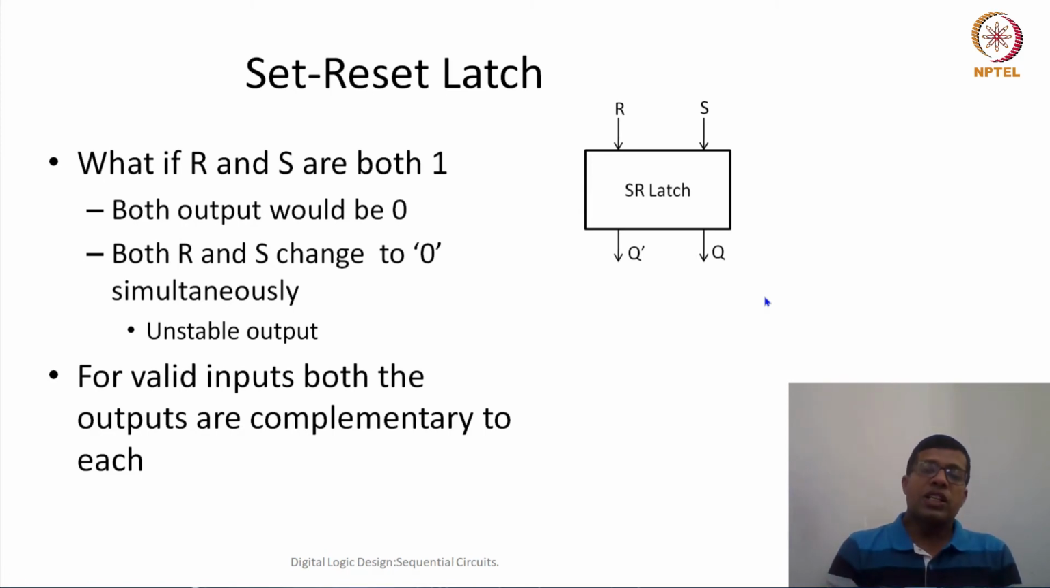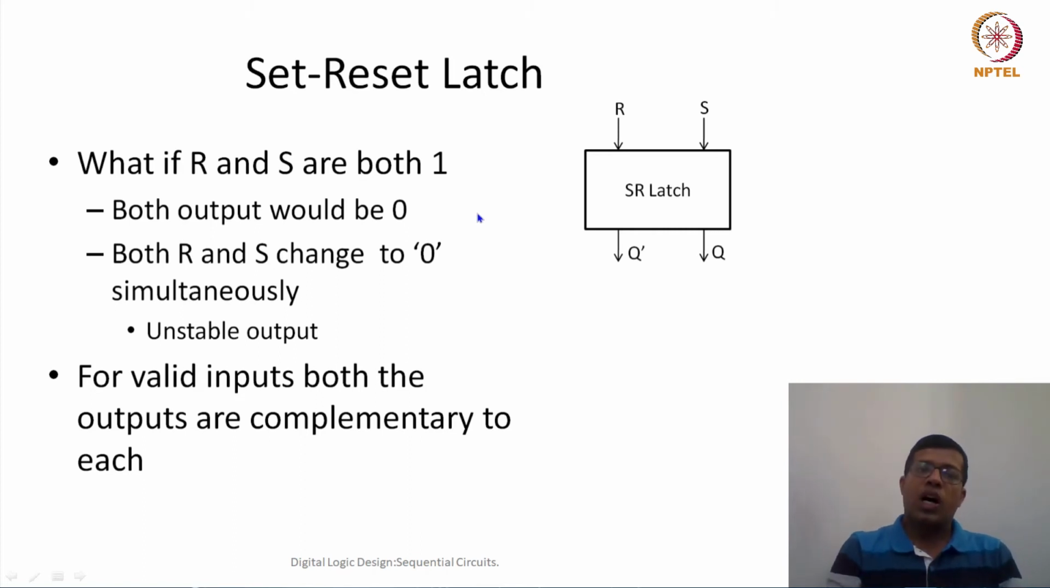Now we have seen 3 cases where R and S both were 0. We have seen a case when R was equal to 1 and S was 0. In case R is 1, S is 0, then my Q is going to be 0. If my S is 1, R is 0, then my Q is going to be 1 and Q dash is going to be 0. So this behavior is okay, but what would be the output if R and S both are equal to 1?